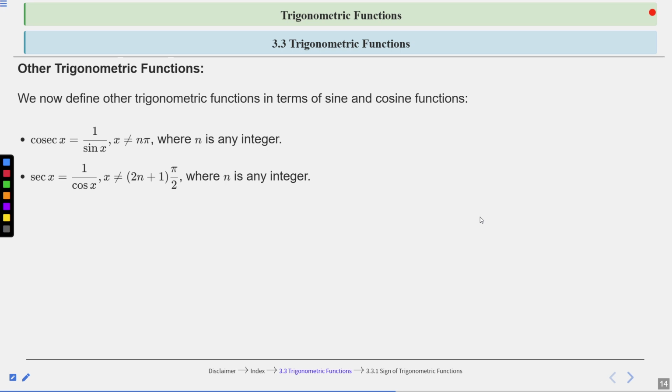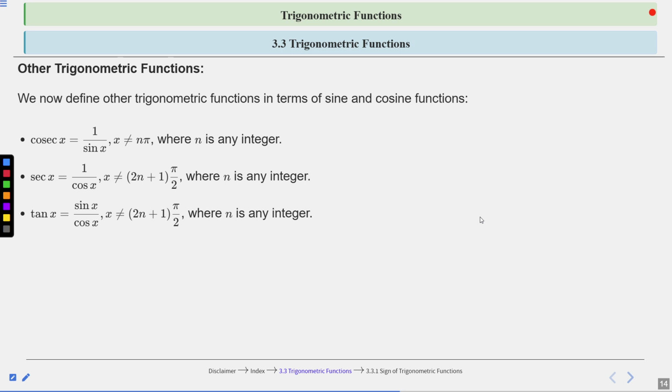Because why x not equal to n pi? Because when x is equal to n pi, sin x will be equal to 0. Therefore 1 by sin x will not be defined, right? Now sec x will be equal to 1 by cos x, and x should not be equal to an odd multiple of pi by 2. That is, x should not be equal to (2n plus 1) pi by 2. Why? Because at odd multiples of pi by 2, cos x will be 0. Clear? 1 by cos x will not be defined when cos x is equal to 0, right? Where n is any integer.